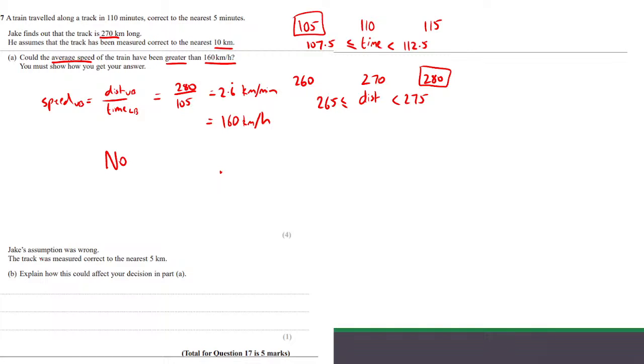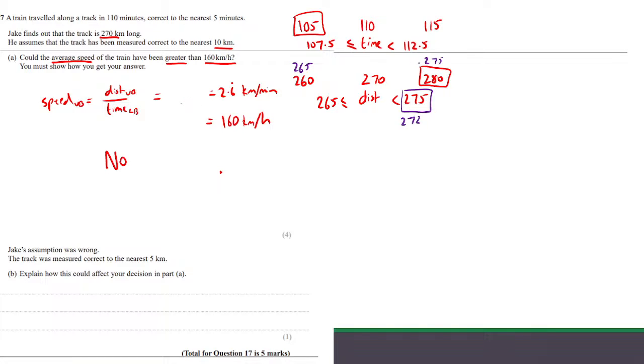Jack's assumption was wrong. The track was measured correct to the nearest 5 kilometers. Explain how this could affect your decision. So that would mean that this number here would now be 275 and 265. Therefore, this upper bound here would be 272. Sorry. What have I done here? Oh, sorry, I've used the wrong numbers, haven't I? Excuse me there, guys. Apologies.